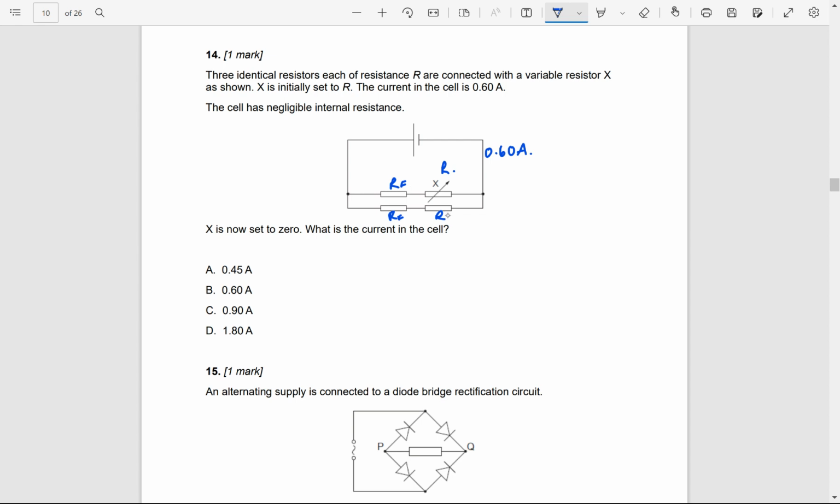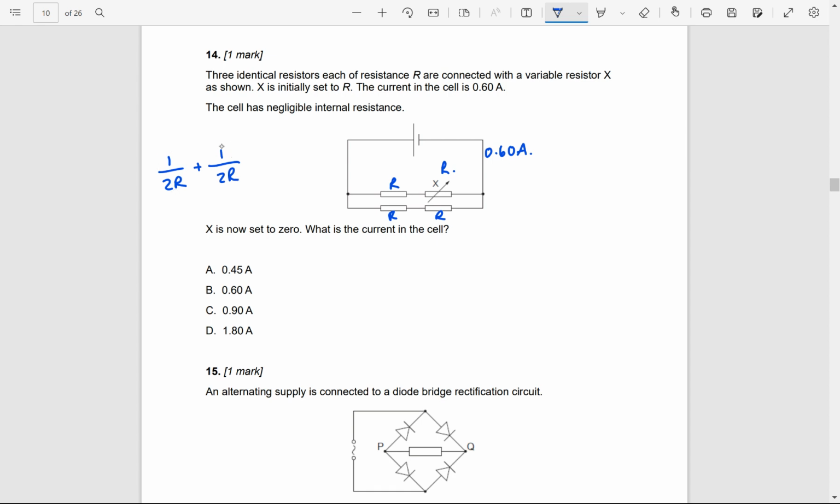Okay, initially, all four of these have resistance R, and that creates 0.6 amps. So we need to find the total resistance in this section here in the circuit. So we've got resistors in series here. So we've got R plus R is 2R. So the first branch is 2R here. The second branch is 2R, and these two are in parallel.